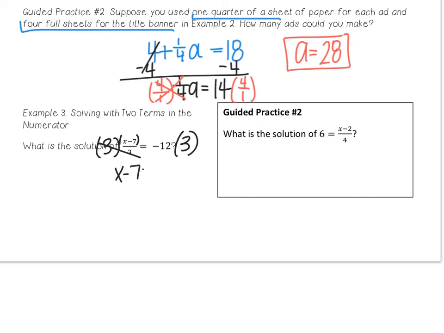You're left with x minus 7 equals negative 36. Now to solve for the x, you're going to add 7. You get x equals negative 29.